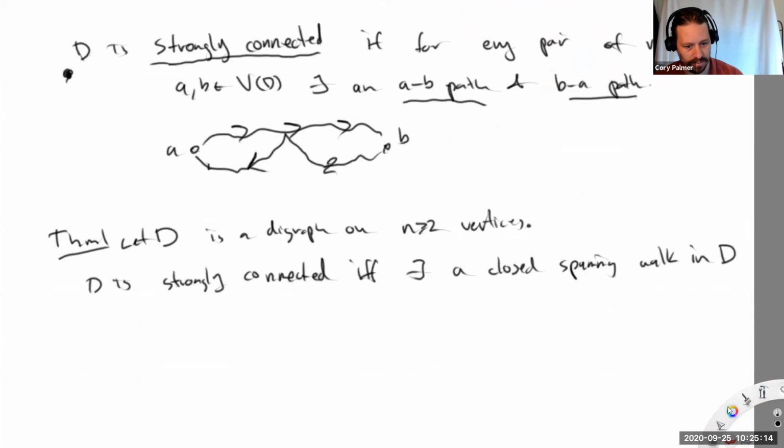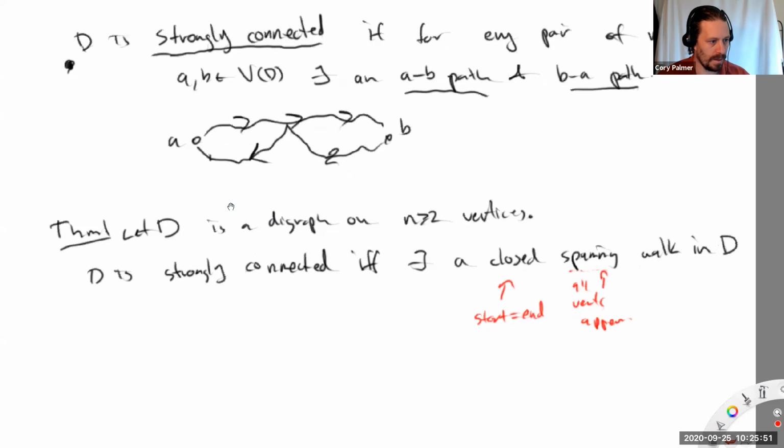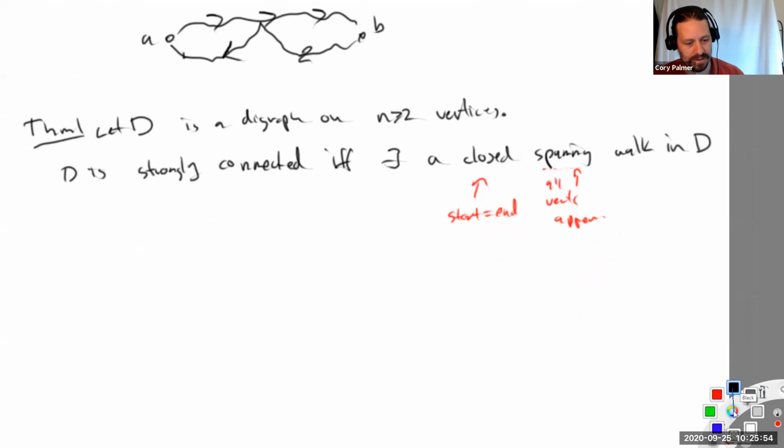Okay, let's remind ourselves real quick here. We know what a walk is. It's just a sequence of vertices where between any two consecutive vertices, v_i and v_{i+1}, you have an edge. Spanning means that the walk uses every single vertex at least once. Walks can repeat, so all vertices appear. And closed means it starts and ends in the same vertex. Start equals end: the starting vertex equals the ending vertex. And we defined walk a moment ago, okay? So this can actually be taken as a definition, basically.